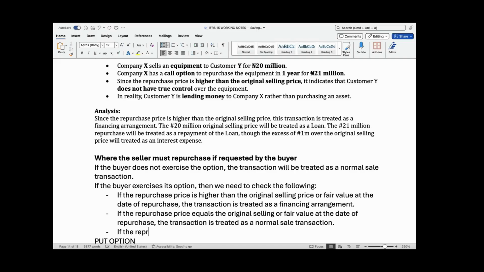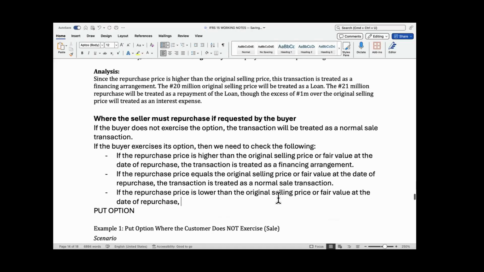But if the repurchase price is lower than the original selling price or fair value at the date of repurchase, in this case, the transaction is treated as what? A lease. Correct. As a lease. That's correct. That's perfectly correct.